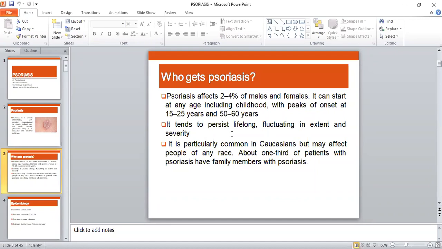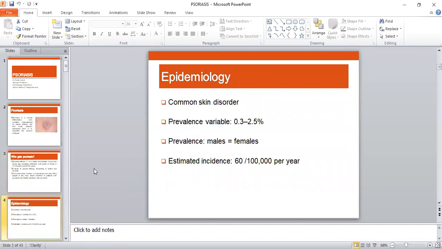It tends to persist lifelong, fluctuating in extent and severity. It is particularly common in Caucasians, but may affect people of any race. About 1/3 of the patients with psoriasis have family members with psoriasis. So it can run in the family. It's very important. If one of the parents is involved, then the chances of psoriasis are common. And if both are affected, then there is a 75% chance of getting this disease. So this is important in involvement of this.